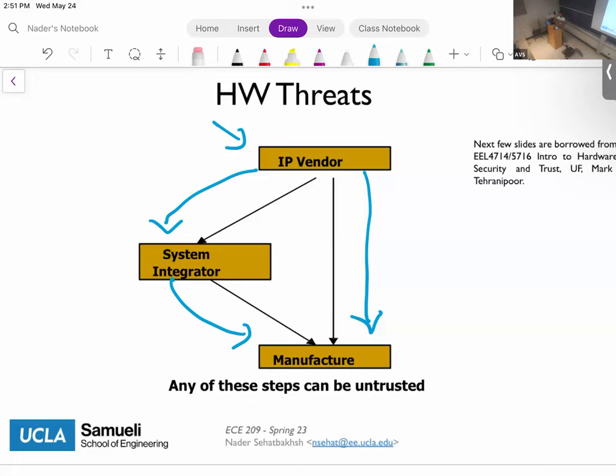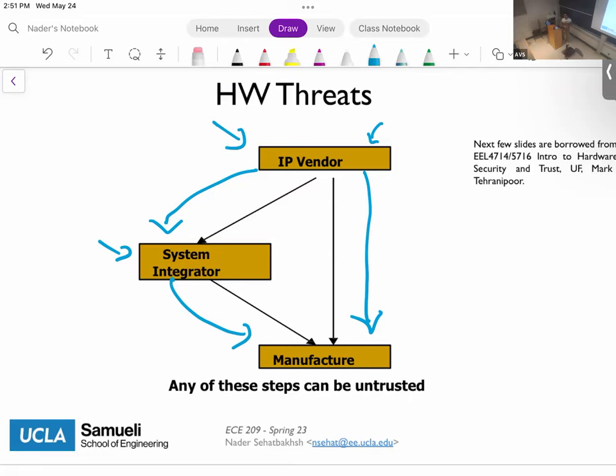So for example, there's one company that just does the power management for cell phones. The other company just does the Bluetooth design, like Qualcomm and Apple, they're strategic partners. So the IP vendor is the company that builds the actual IP, for example, the codec, the power management, the wireless, whatever. And the system integrator is that big company that puts these all together in order to build the entire system. And then they go to the manufacturer.